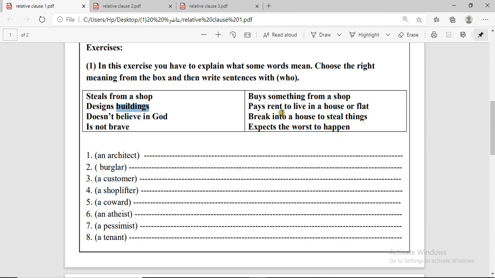Breaks into a house to steal things. A burglar is someone who breaks into a house to steal things. A customer, زبون. A customer is someone who buys something from a shop.